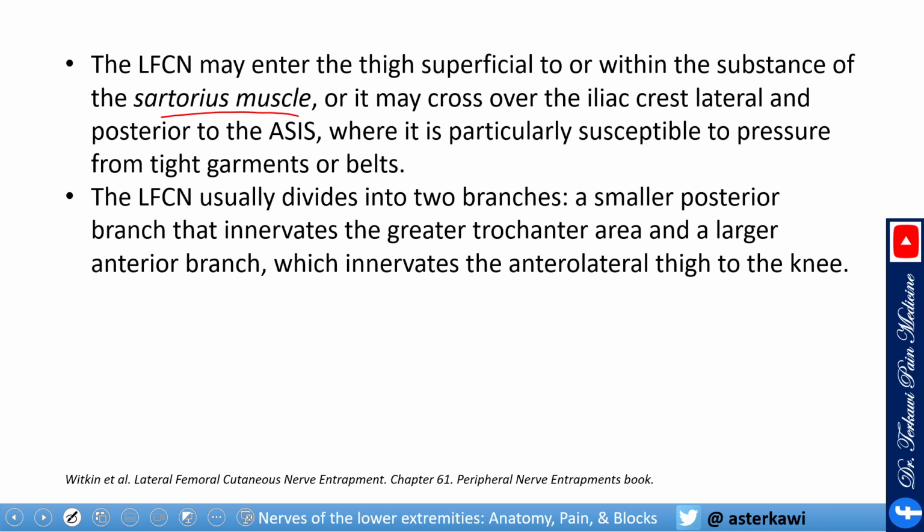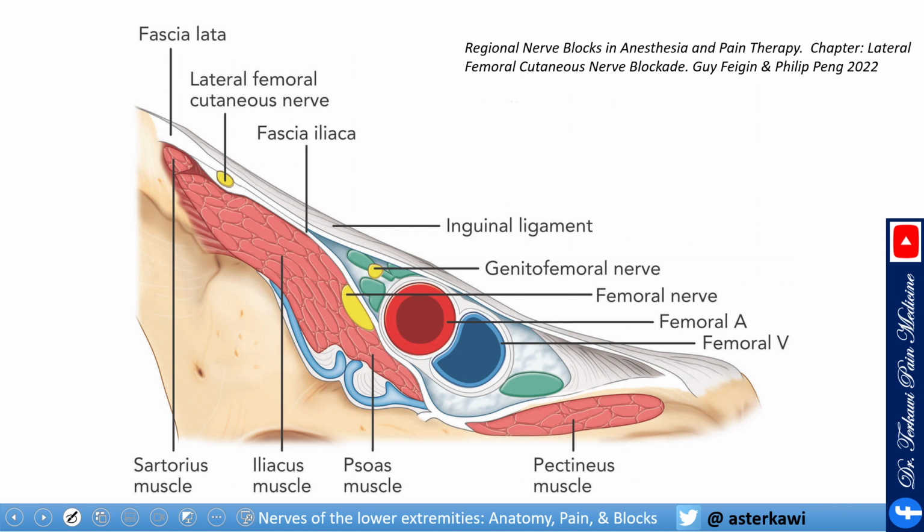The nerve usually divides into two branches: a smaller posterior branch that innervates the greater trochanter area and a larger anterior branch which innervates the anterolateral thigh all the way down to the knee.